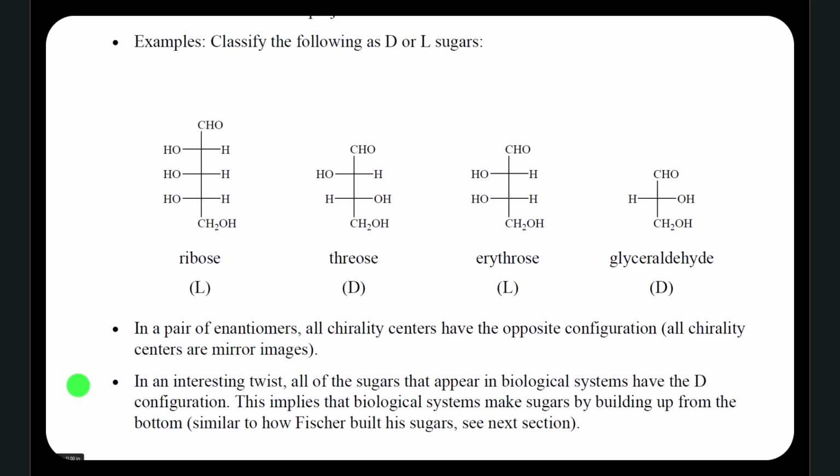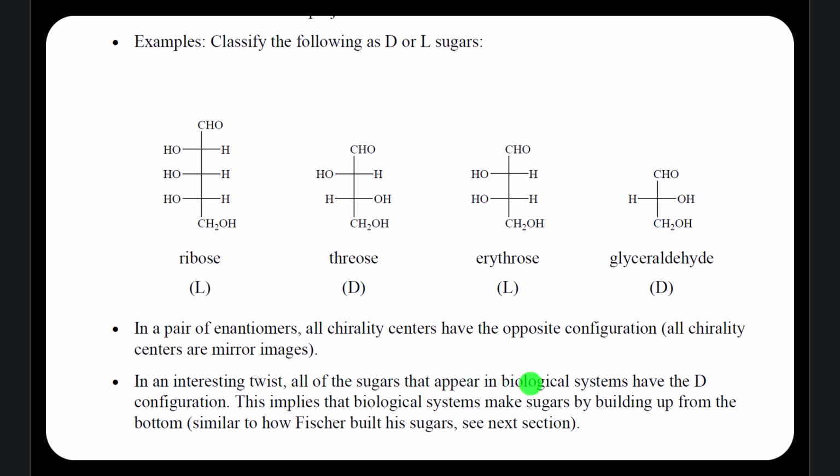One final note, we're going to see below very briefly how Fischer used chemistry to build up all of the important D sugars starting from glyceraldehyde. He did this by building them up at the top by adding carbons to the top and creating new chirality centers above the bottom chirality center. So all of the sugars he built had the D configuration because the bottom chirality center came from D-glyceraldehyde and never changed.